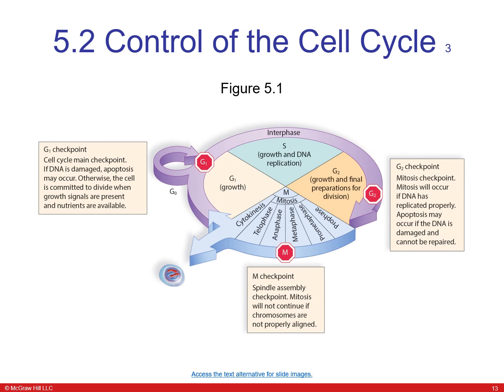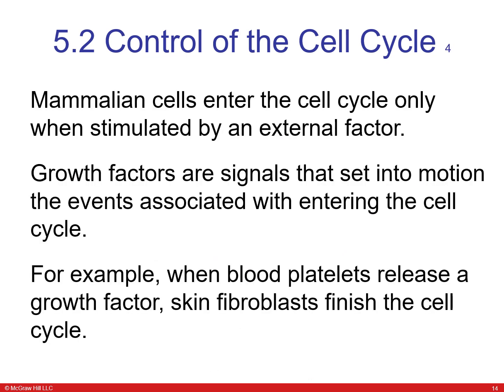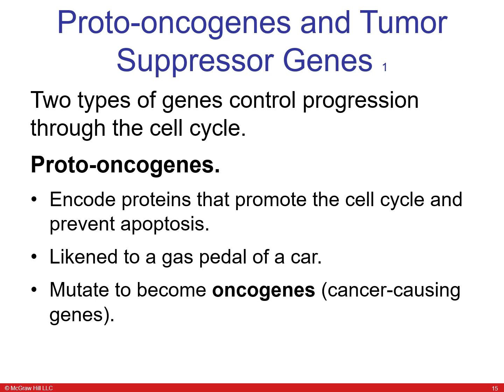So once again, here is a diagram of the different checkpoints in the cell cycle. We have our G1, G2, and M phase checkpoints. And mammalian cells can enter the cell cycle only when stimulated by an external factor, such as a growth factor. An example of this: when blood platelets release a growth factor, skin fibroblasts finish the cell cycle.